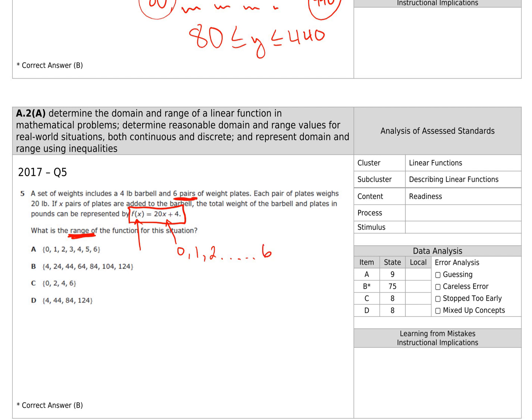It wants to know what the output is, so we plug in a 0 first. 20 times 0 is 0 plus 4, so that would give us a 4. Plug in a 1. 20 times 1 is 20 plus 4 is 24. And we can already take a look at our answer choices and see it wouldn't be 0 through 6. That would be domain. 4, 24, and it would continue. Wouldn't be this. 4, it skipped. It's got 44. The answer choice is B without even having to plug in the rest of them.